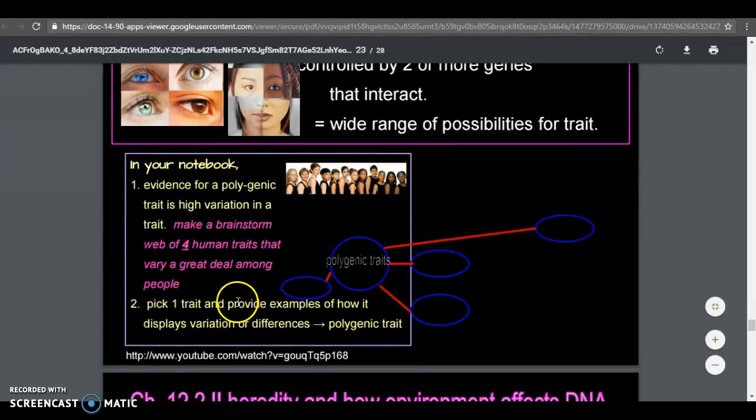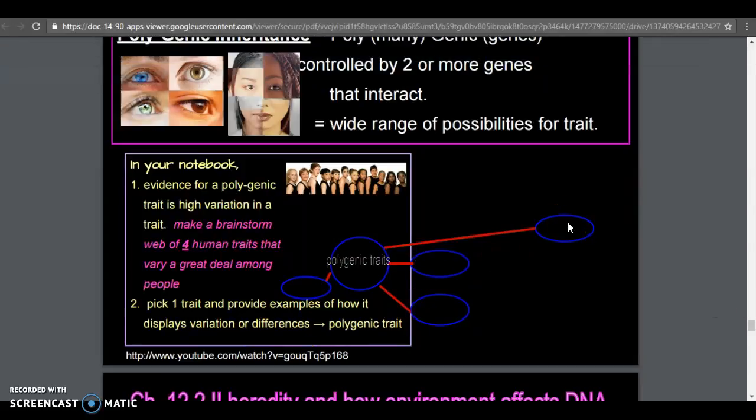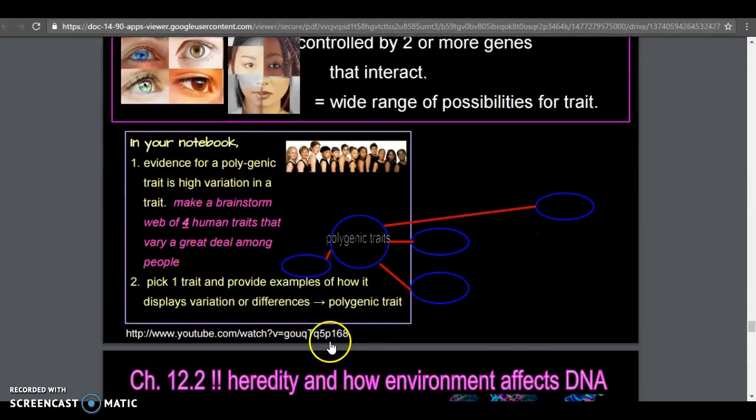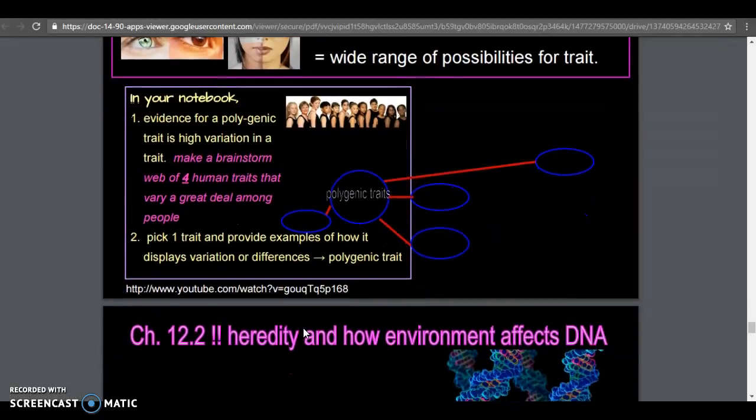It says make a brainstorm web of 4 human traits that vary a great deal among people. Well, I already gave you a couple. See if you can think of a third or a fourth. And then here it says pick one of those traits and provide examples of how it displays variation or differences. So pick one of these bubbles, one trait that there's a lot of different possibilities for in a person, and just explain what those possibilities are. All right, good luck. And there's a video here. Again, it'll help you. It'll better explain polygenic inheritance, or it'll give you an example of one trait that is polygenic or controlled by multiple genes.